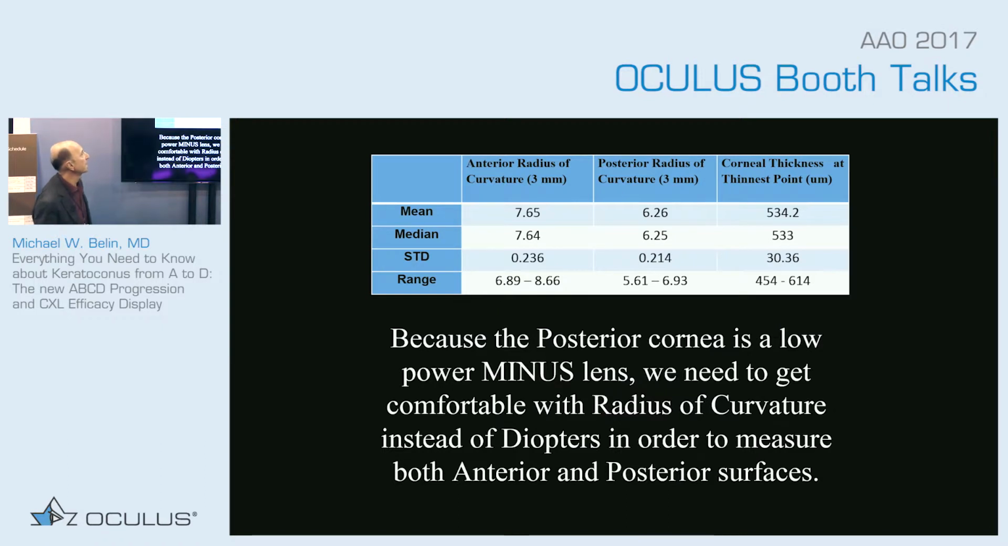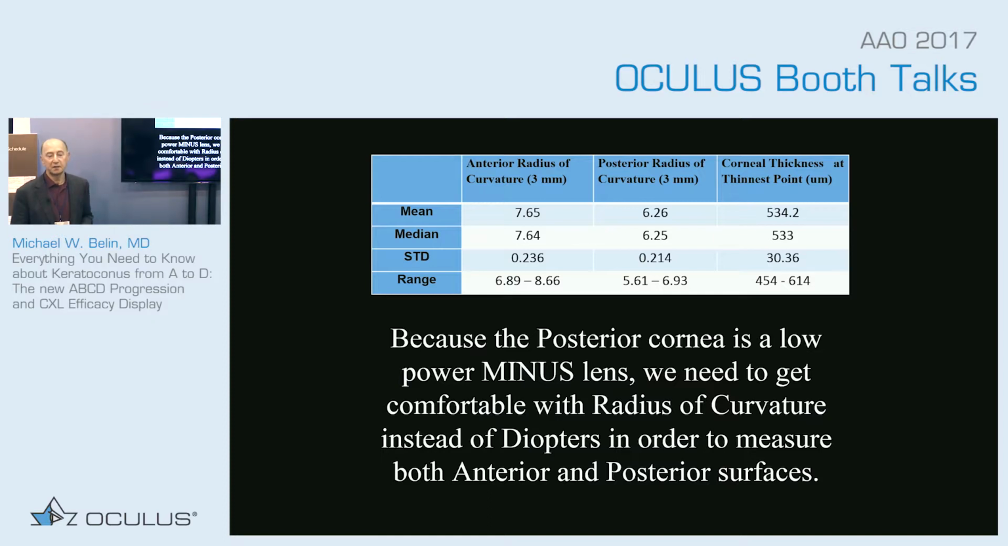So we, again, use a fairly large database, and we also change from diopters to radius of curvature. Again, the machine will do this automatically, so radius of curvature sounds confusing because we're not used to it. Optometry is used to radius of curvature more with contact lenses. But the reason why we convert to radius of curvature is in diopters, the posterior cornea is a low power minus lens. And that's not intuitive to us.